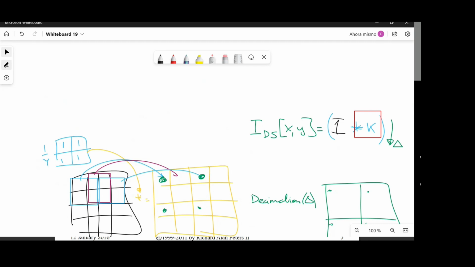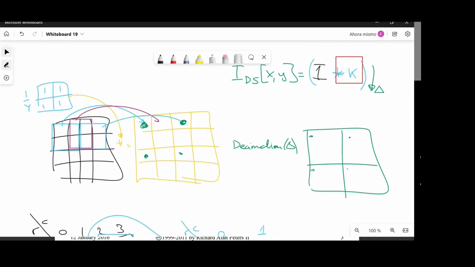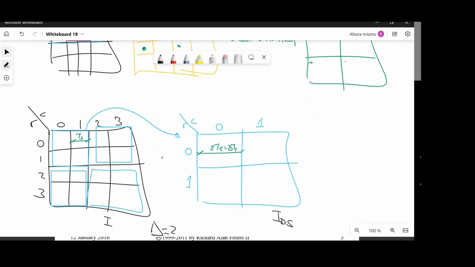Actually, you can think of one of the problems it may be causing. So we are decimating by delta. If we decimate by delta, it appears a bit here, so the sampling rate will be twice the original sampling rate. So, what can this kernel be causing?